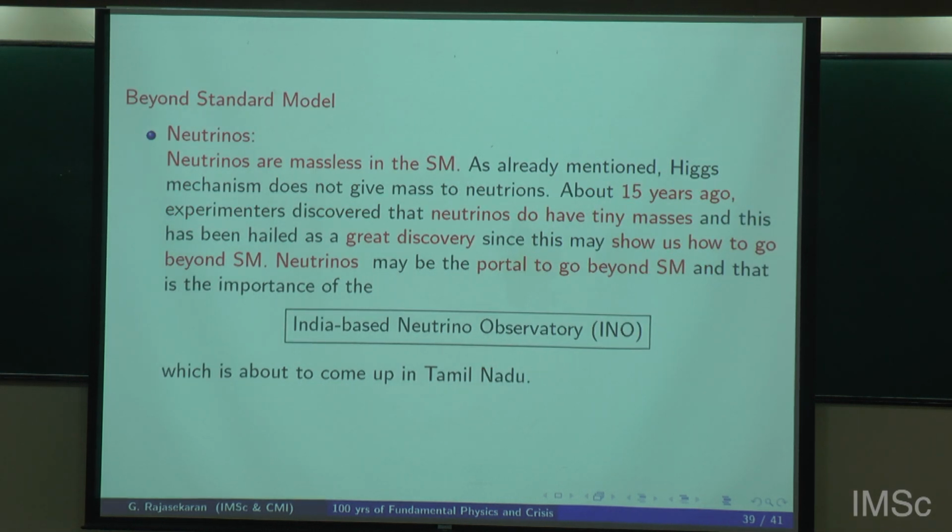Now, more or less, my description of the standard model is complete. But the standard model is not the end of physics. So what are the things which may exist, which do exist beyond the standard model? Let me talk about it.